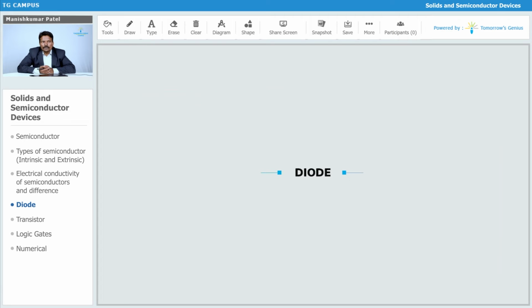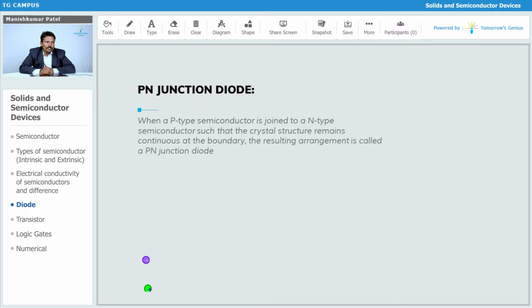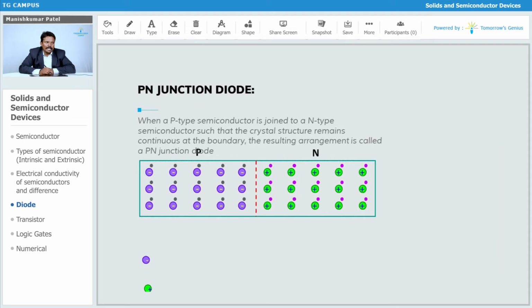So now, based on that, we will start with the diode, and how exactly this diode is going to work. For the formation of the diode, you have to take a p-type semiconductor and another n-type semiconductor, and then join them together. In a p-type semiconductor the majority carriers are holes, and in an n-type semiconductor the majority carriers are electrons.